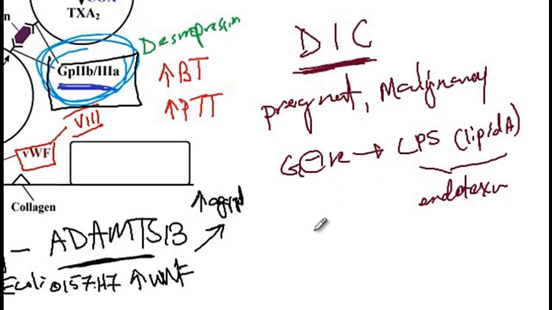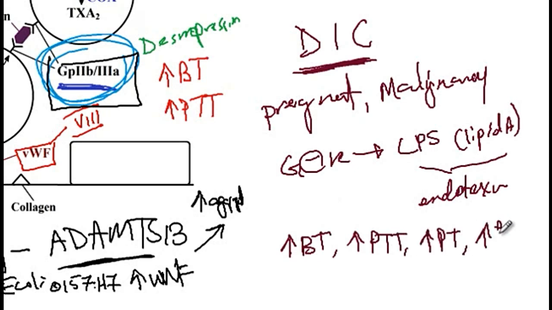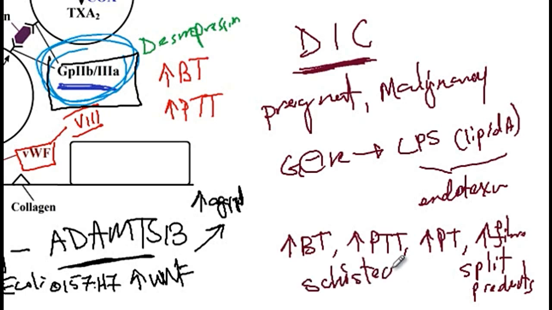And then due to the increased use of the platelets as well as the coagulation factors, these patients present with increased bleeding time, increased PTT, increased PT, and then finally increased fibrin split products. And then there is also formation of schistocytes or helmet cells, where the red blood cells are damaged and have an appearance something like this, schistocyte or helmet cells.